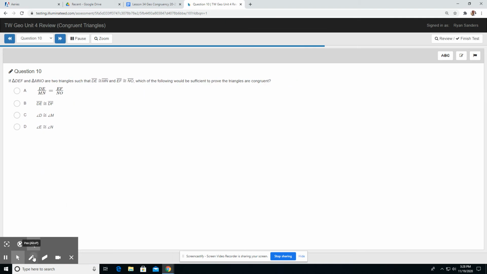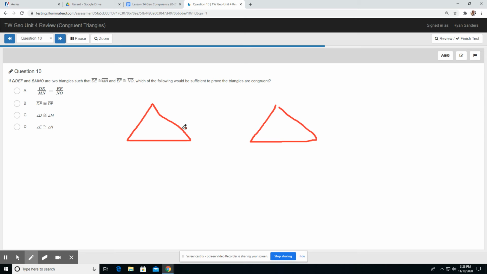All right, continuing on. 6 more to go, counting this one. Triangles DEF and MNO are two triangles. DE is the same as MN, and EF is the same as NO. Which of the following could be sufficient? So definitely draw it. We got D, E, F, no need to change the order, and M, N, O, according to the mapping.